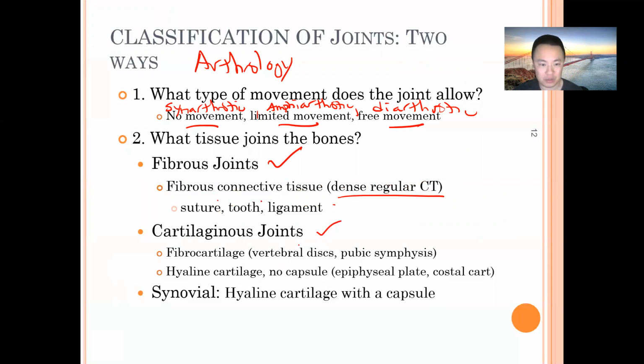You have cartilaginous joints here. You have fibrocartilage. Examples include the vertebral disc and the pubic symphysis. You've got the hyaline cartilage here, which contains no capsule. Examples are the epiphyseal plate and the costal cartilages in your ribs. And then you have synovial joints, which are made up of hyaline cartilage containing a capsule.